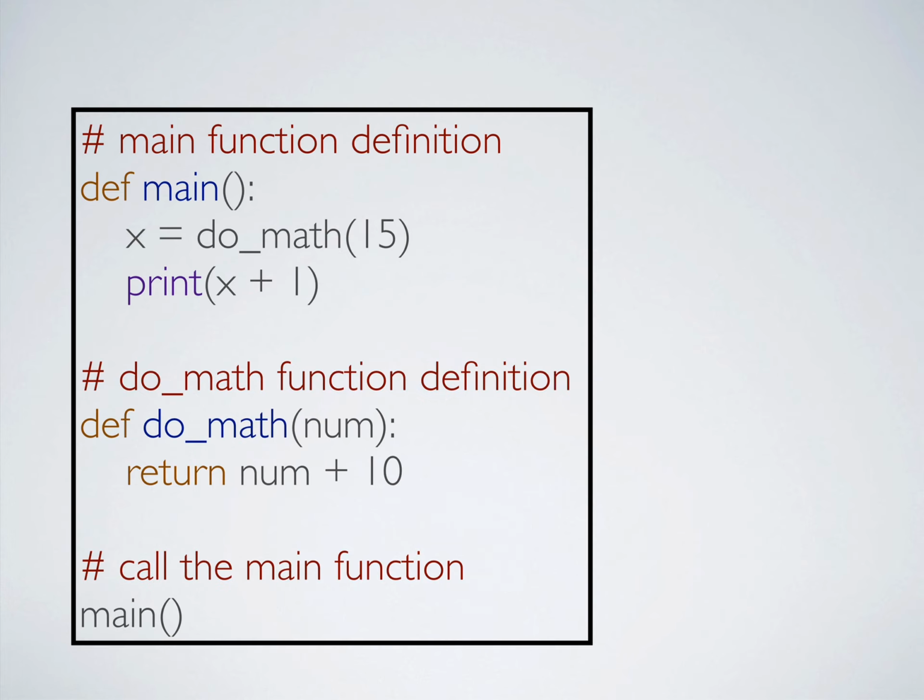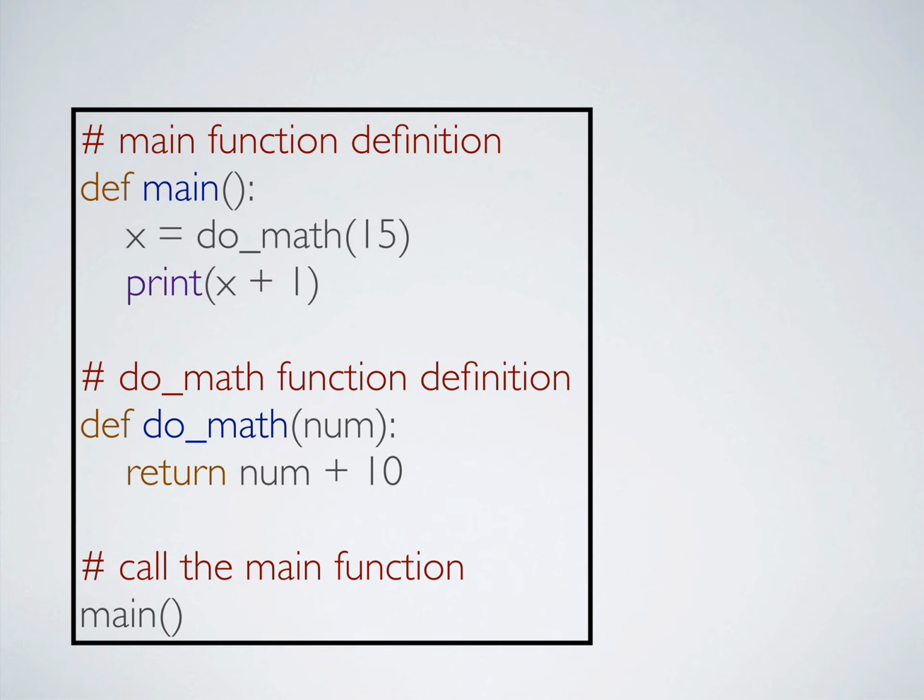Alright, so here's an example of a program with a value returning function. So looking at this program, there are two function definitions. There's one for main, and there's one for this function called do math. Cool. So main is a void function. There is no return statement in it. Do math, however, is a value returning function. I know that because one of the lines in it is return something.